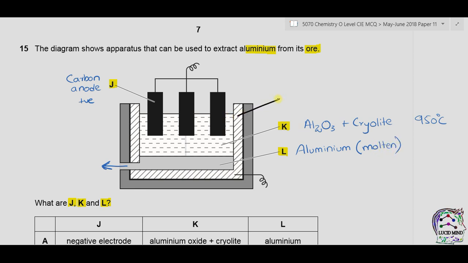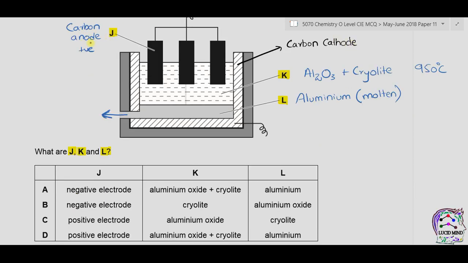This inner lining portion is of carbon cathode. Now we can see that J is carbon anode, which is positive. So J is positive electrode. K is the electrolyte, that is aluminum oxide along with cryolite. Cryolite is added to reduce the melting point of aluminum oxide. L is molten aluminum as it is separated. Correct answer is therefore D.